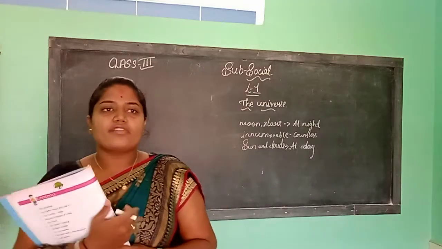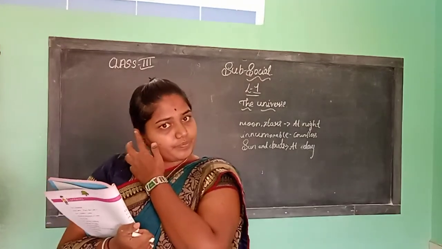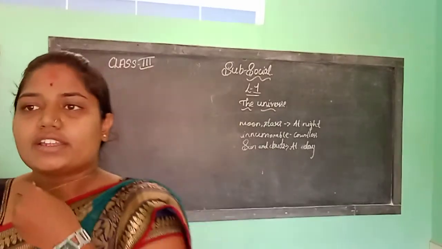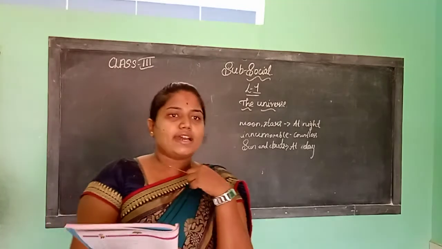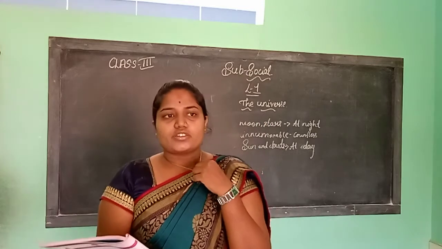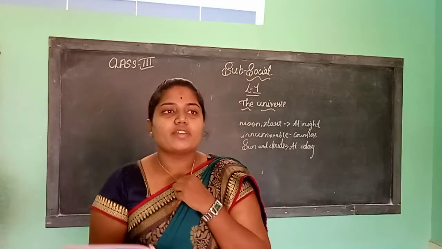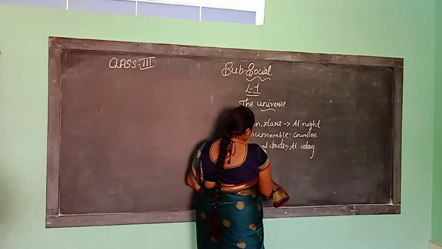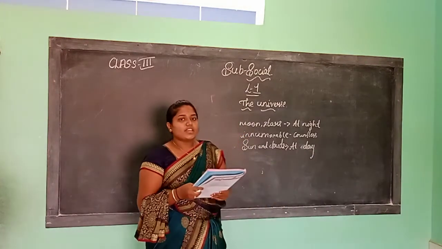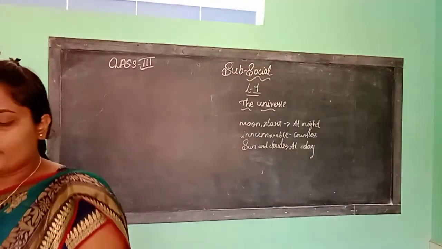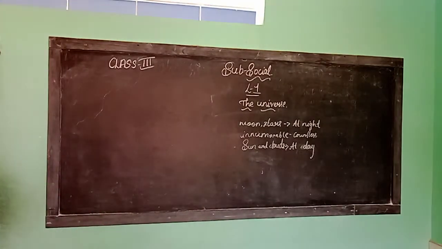So next, where are we living, children? We are living on the earth. What can we see from the earth? The sun, moon and stars. So many things are there. See the textbook. We are living on the earth. We can see the sun, moon and stars. Earth is called a planet.